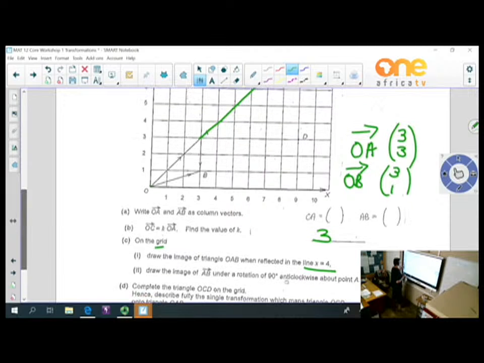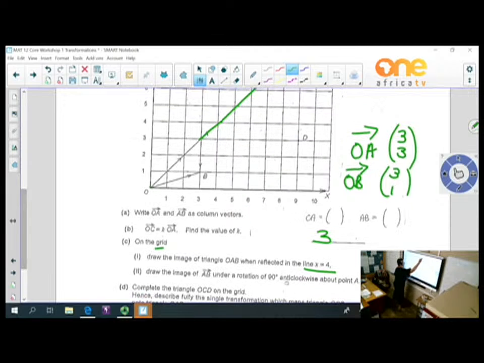Now that means that we have to draw the line x is equal to 4. This line cuts the x-axis at x is equal to 4. This is my folding line, so my shape should be one block away here. Can you see? There I'm one block to the left, so here I will go one block to the right.